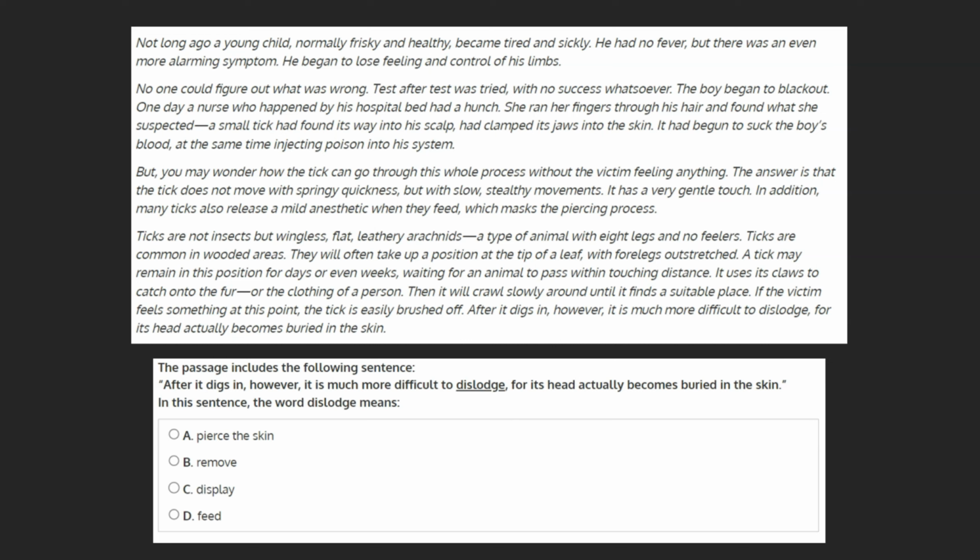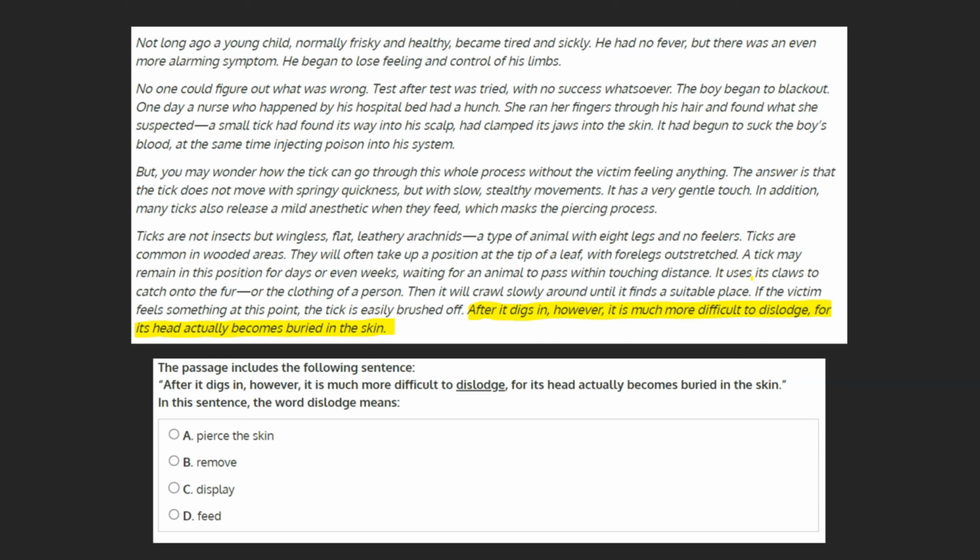The passage includes the following sentence. "After it digs in, however, it is much more difficult to dislodge, for its head actually becomes buried in the skin." In this sentence, the word dislodge means: A. Pierce the skin, B. Remove, C. Display, or D. Feed.